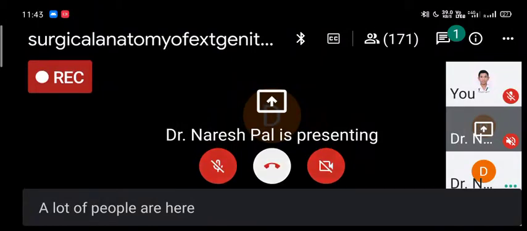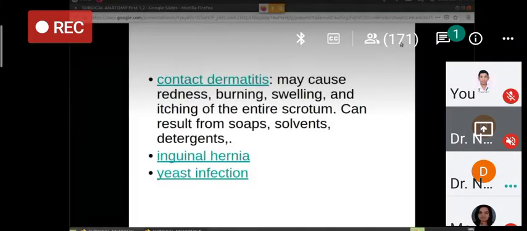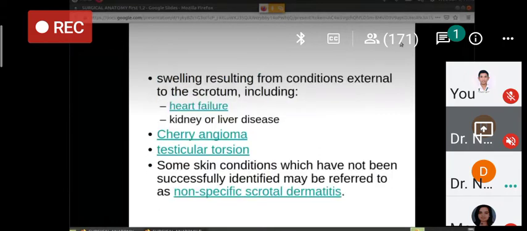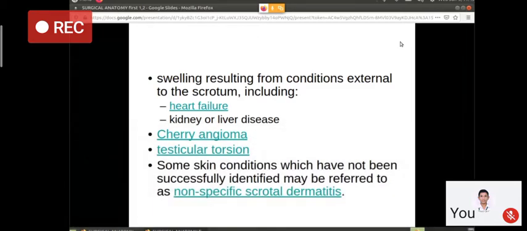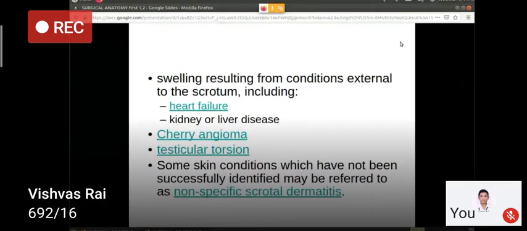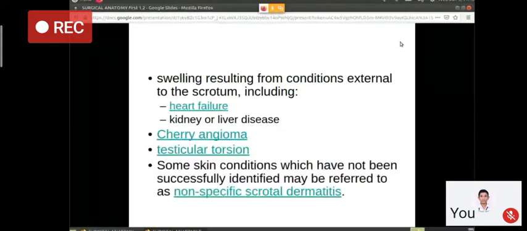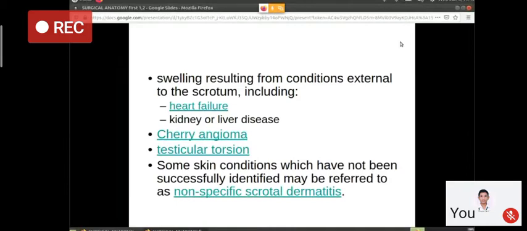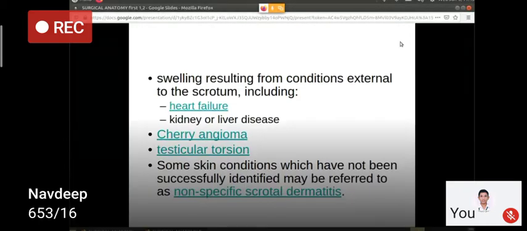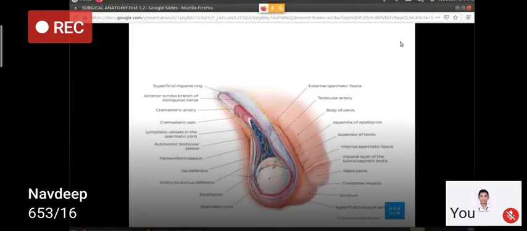Inguinal hernia. These are some other diseases which are related to the scrotum. The swelling resulting from conditions external to the scrotum, like heart failure, kidney or liver diseases, can also cause scrotal swelling. Angioma, testicular torsion. Some skin conditions which have not been successfully identified may be referred to as non-specific scrotal dermatitis.